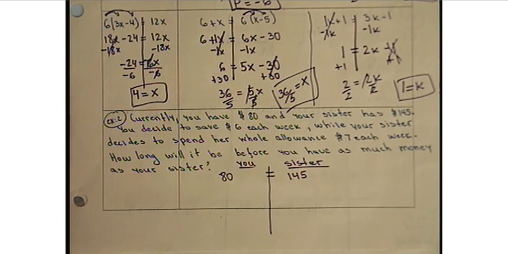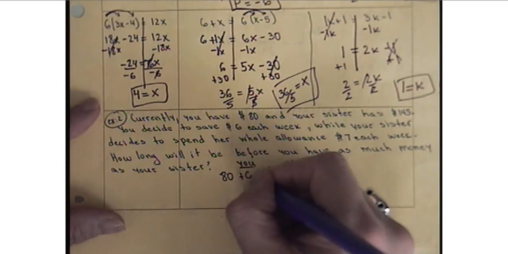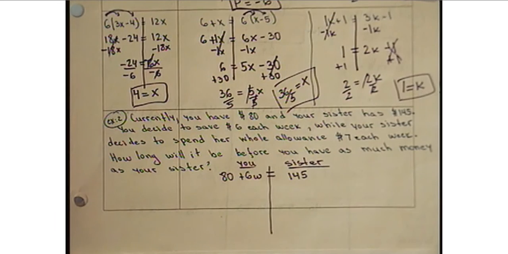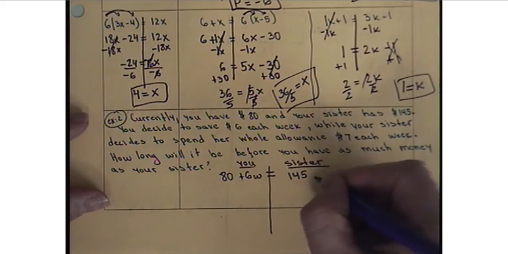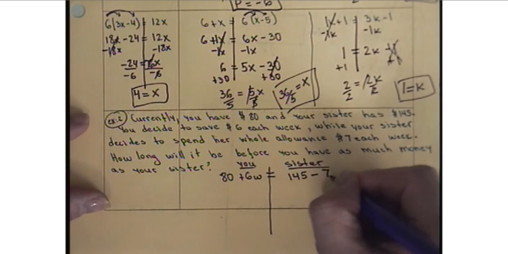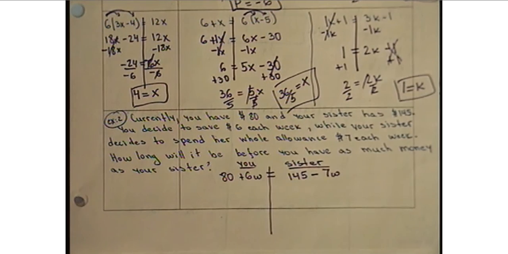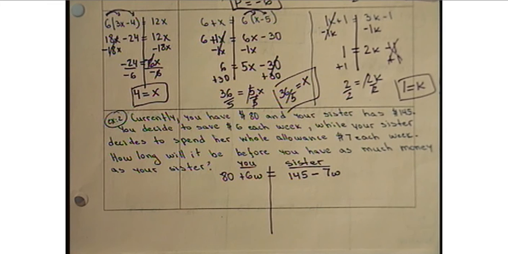If you save money, it means that $6 should be a positive number, right? Because you're adding money to your account. So it'll be plus 6w for the weeks. And your sister is spending money, so this will be minus $7 for each week. And look at this, we already set up the equation. Once we solve it, we will know in which week you both will have exactly the same amount of money.